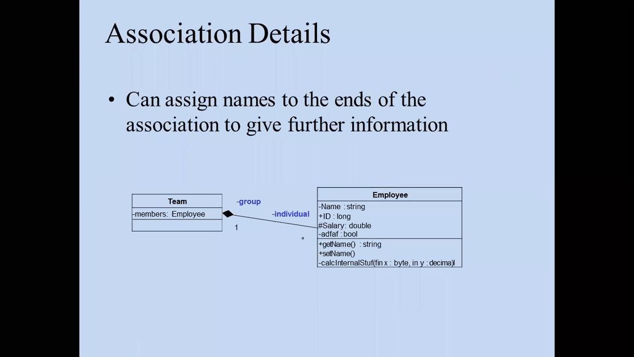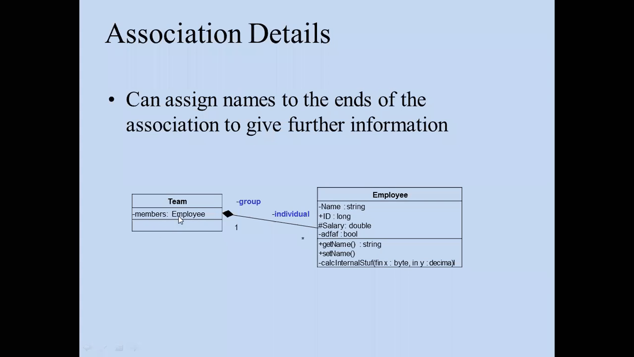Here are the association details. Here you can see the hollow diamond. Here you can assign names to the ends of the association. This is the group or the individual. Here you can see the team. Team is the collection of employees.